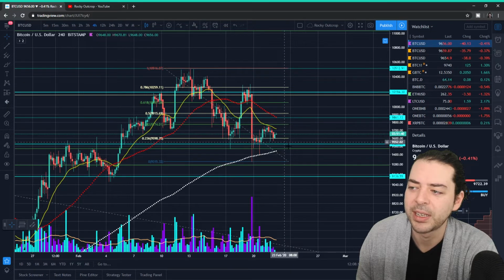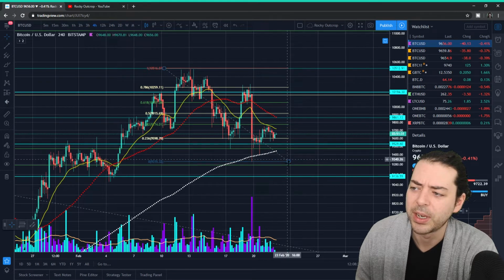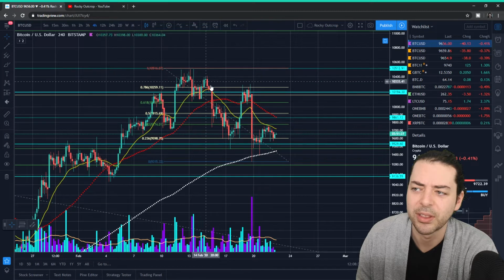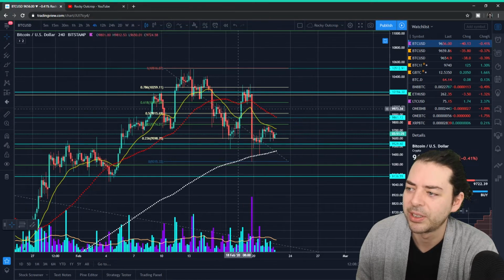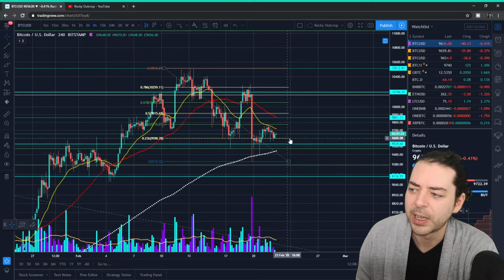So that's the current support line we're looking at to see if we can maintain above there. If we can't, then possibly we're coming back down to this 9,500 level or so, in which case you might even start to look at another low, and that would continue the downward trend we've had since around the 13th of February on this 4-hour chart. That's more or less where we're at.